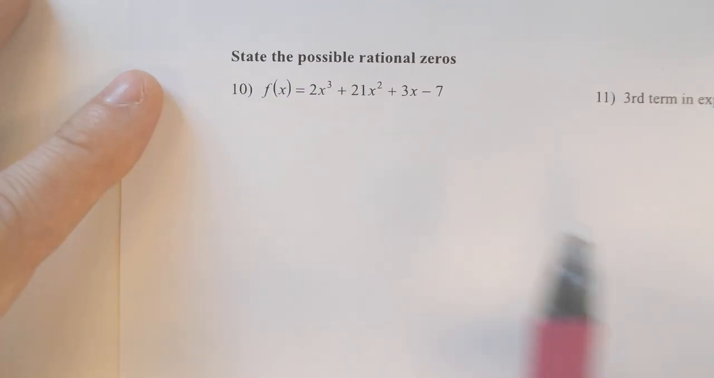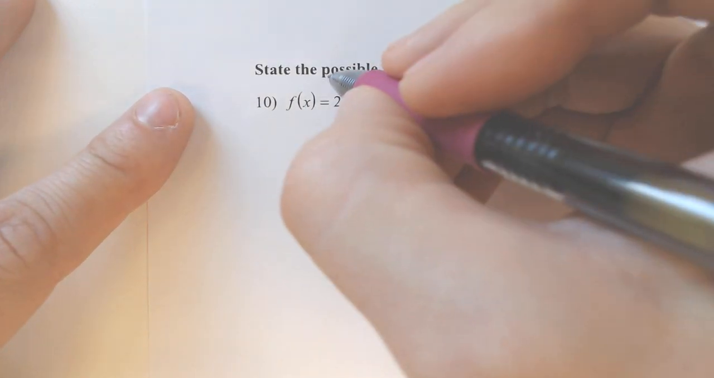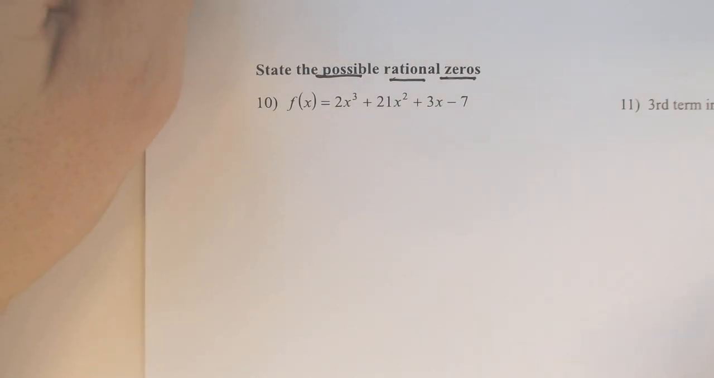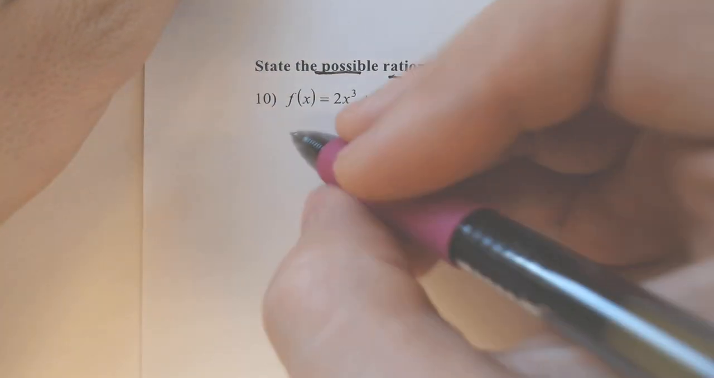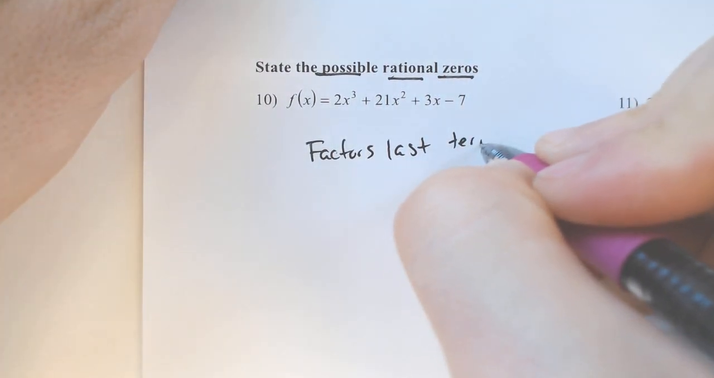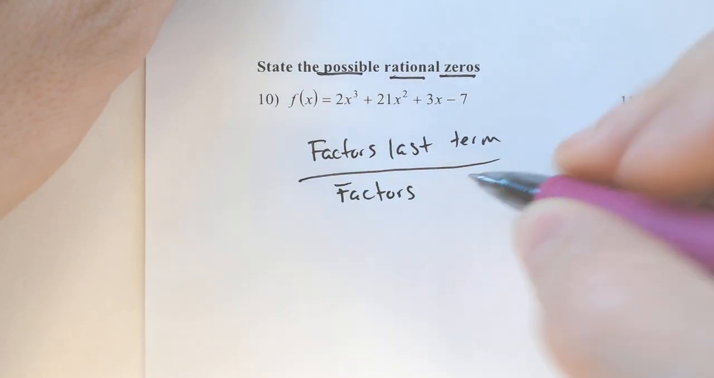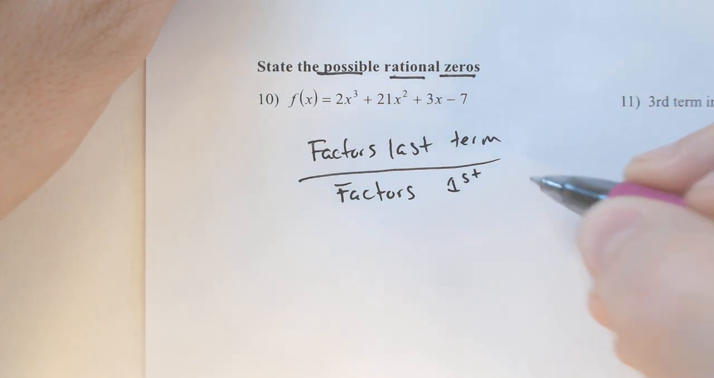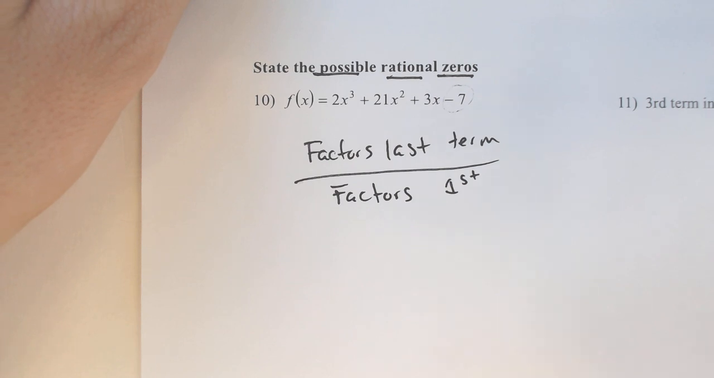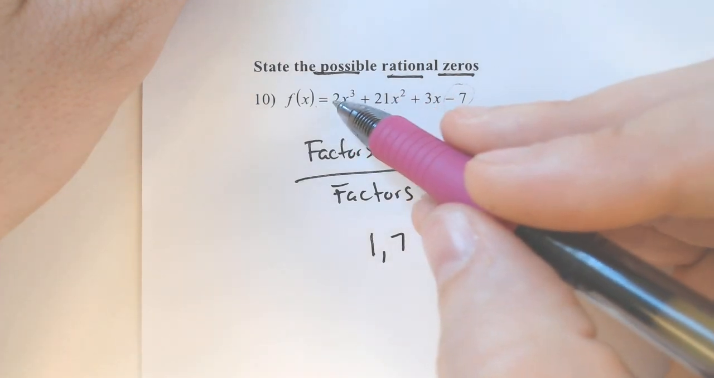2 more. State the possible rational zeros. The possible rational zeros is much, much different. You cannot find them from the graph. It is what you would do if you did not have a graphing calculator. It is the factors of the last term divided by the factors of the first term. And what we mean by factors are what can you multiply to equal it? Well, in this case, the only thing that multiplies to equal 7 would be 1 and 7. And the first term would be 2.